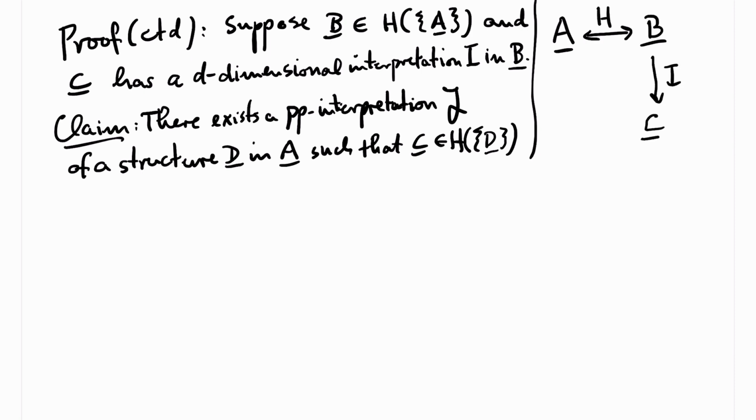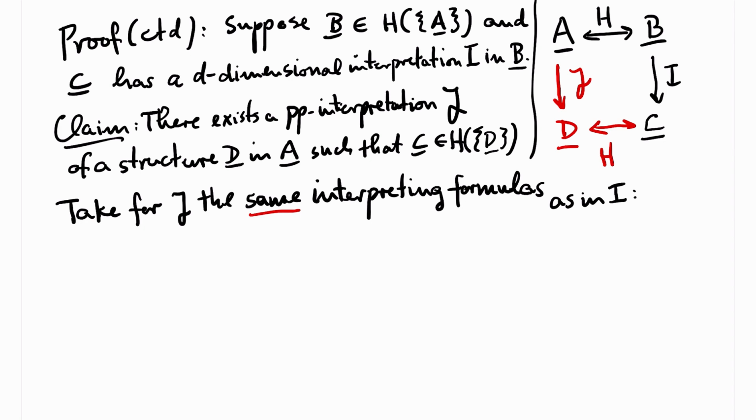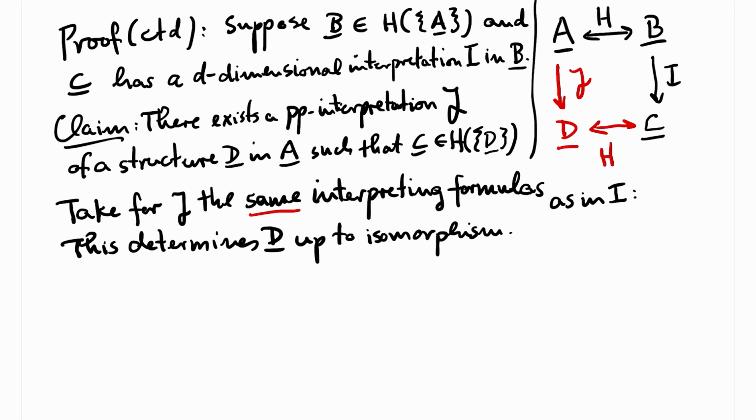We can take for J the same interpreting formulas as in I, but we interpret them over the structure A instead of B. Note that this is possible since A and B are homomorphically equivalent, so in particular they have the same signature. Also, the interpretations I and J have the same dimension. Note that fixing all the interpreting formulas determines the structure D up to isomorphism. We have to prove that D is homomorphically equivalent to C.